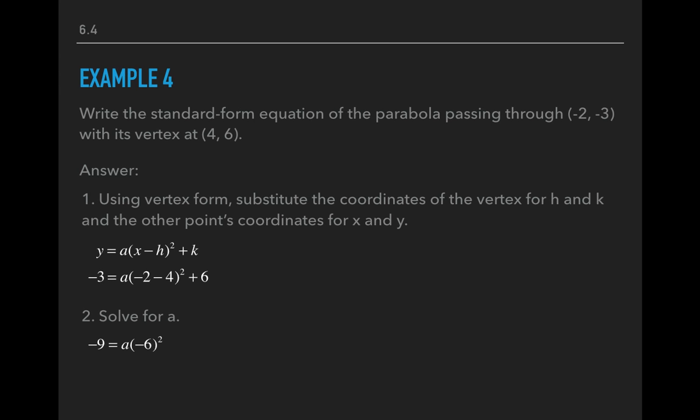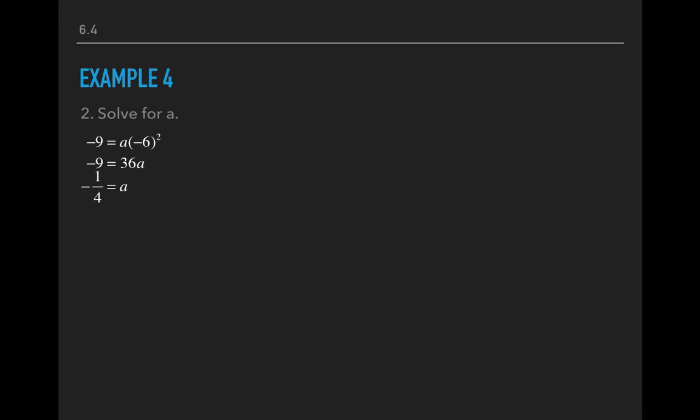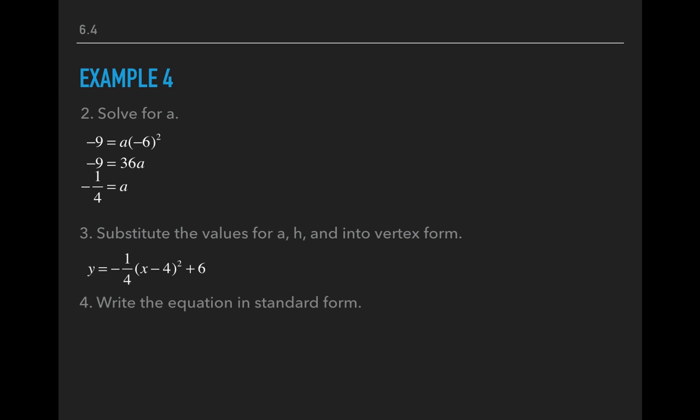I subtracted 6 on each side and simplified inside those parentheses. Negative 6 squared is 36. And then dividing, a is going to be negative 1/4. All right, now we know a and we know the vertex. That allows us to substitute a, h, and k into our vertex form. So there's my a value, h, and k. And the problem asked us to write it in standard form.